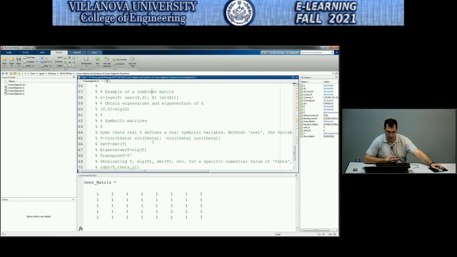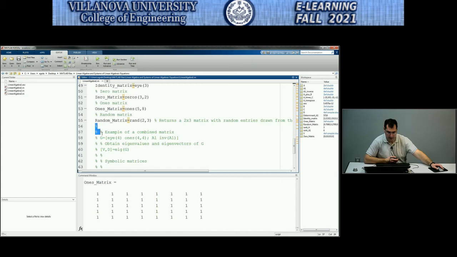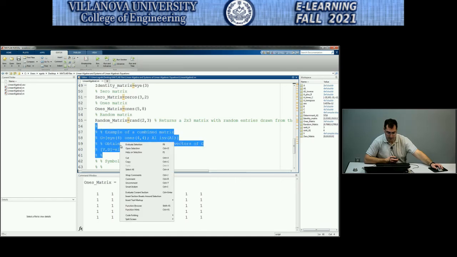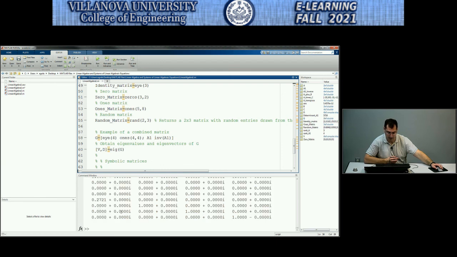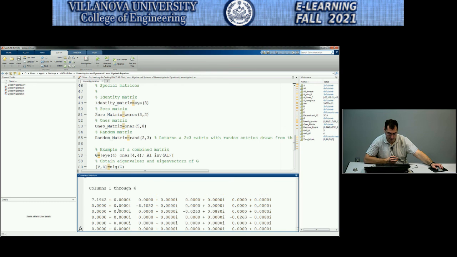Okay. In some assignments, you might have to build a matrix using this structure, such as matrix of ones, zeros, and so on. You can do this in MATLAB. So for example, you have an 8 by 8 matrix whose first block is the identity matrix 4 by 4. The second block is the matrix of ones. The block underneath is some matrix A1, and the block right next to it is the inverse of A1. You can do that, and you can compute the eigenvalues of that combined matrix. So it's going to be 8 by 8 matrix.